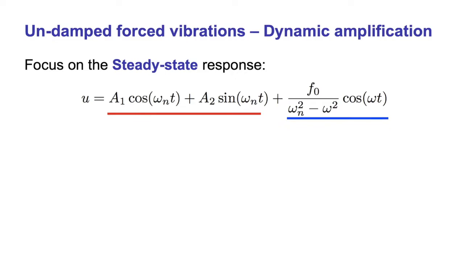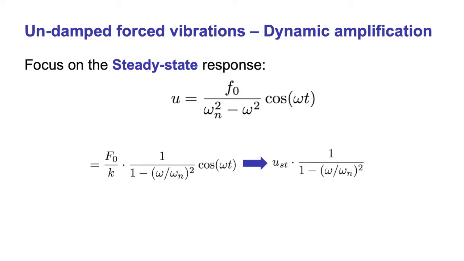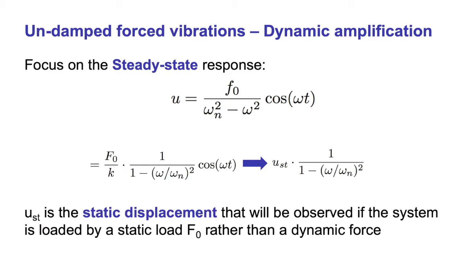Focusing on the steady-state component of the response, we can rearrange the terms and arrive at this expression in terms of the magnitude of the force, big F naught over k, multiplied by 1 over 1 minus the ratio of the frequencies squared. We realize that for a linear system that complies with Hooke's law, the ratio between the force and the stiffness is the static displacement, and we call this displacement U sub st. This static displacement represents the displacement that will be observed if the system is subjected to a static load of the same magnitude as the dynamic load, but without time variation.